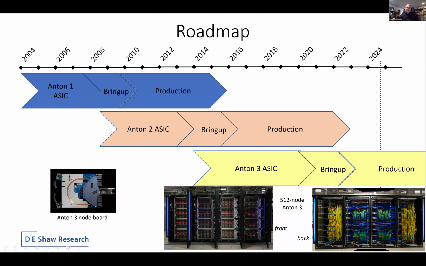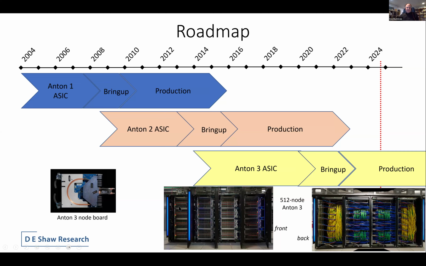So there's some decorative pictures on here. An Anton 3 node board. It's got this groovy water cooler on it. You can't see any of the inside of it because it's all covered up with heat sinks. And this is our big 512 node machine that we have in a data center somewhere. There isn't enough electricity in Manhattan to run this. There's the front view with all the doors open.